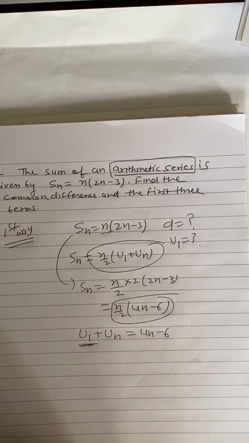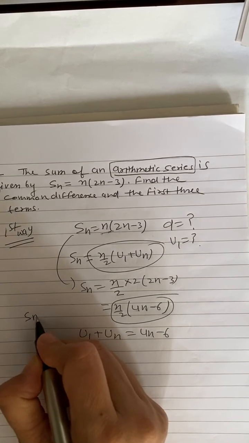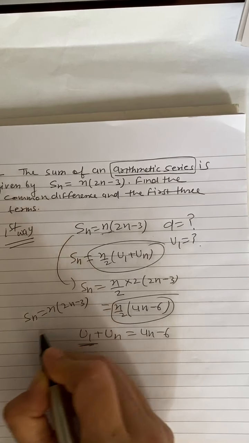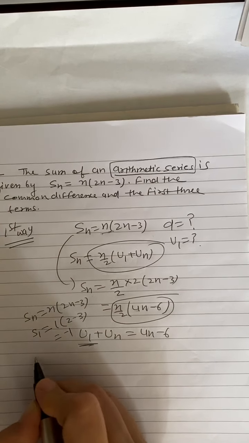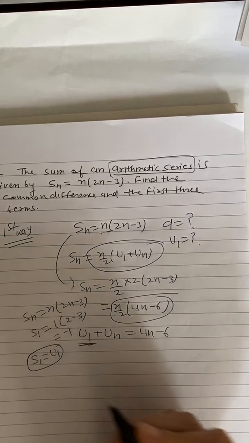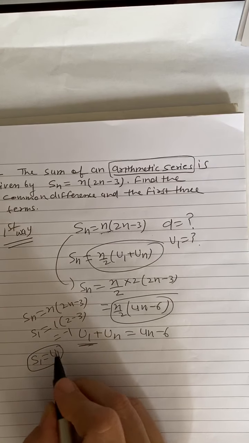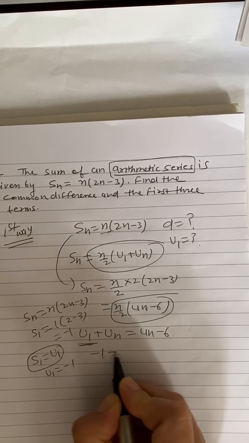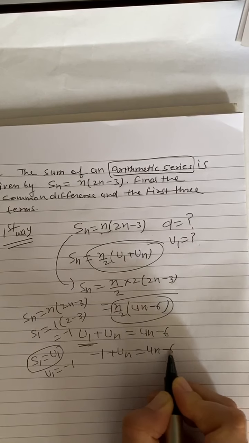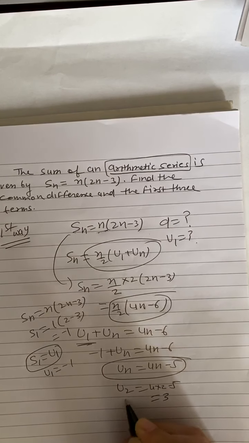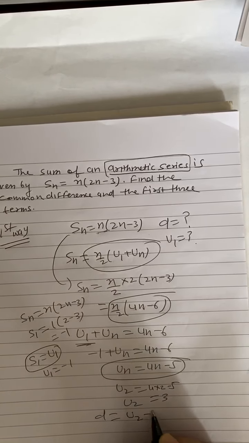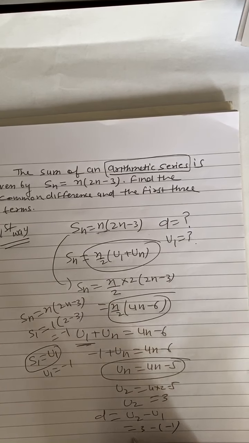And I know how to find U1 because Sn is equal to n into 2n minus 3. So S1 is going to be negative 1. And if you remember, S1 is the same as U1. S1 is the sum of one term, which is the same as U1. So my U1 is negative 1. So negative 1 plus Un is 4n minus 6. So I got Un, which is 4n minus 5. So once I have Un, I can find U2, which is 4 times 2 minus 5, which is 3. And then I can find the common difference, which is equal to 3 minus negative 1, which is 4.